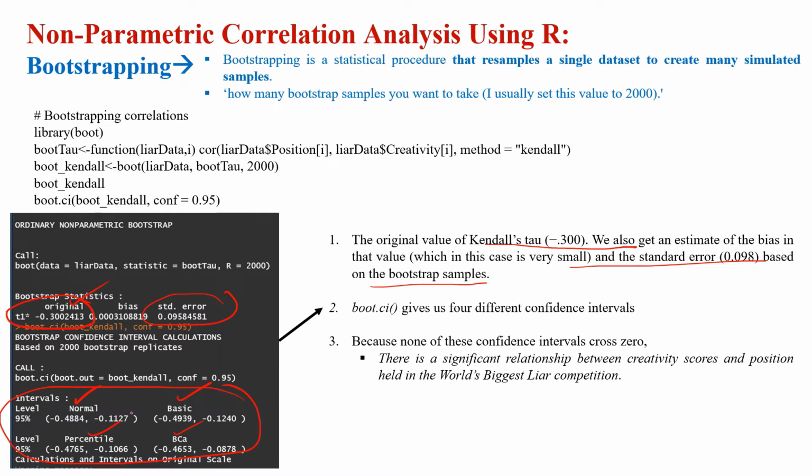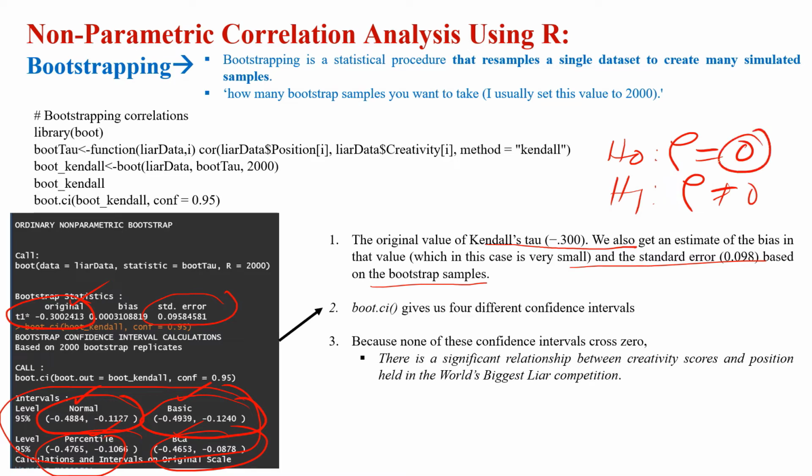So as we can see, whether we use this confidence interval, this, or this, none of the confidence intervals contain the 0 value. Because when we apply the testing of hypothesis, we say that rho is equal to 0 and the alternative is rho is not equal to 0. So this 0 means there is no relationship, and none of these confidence intervals contain 0.